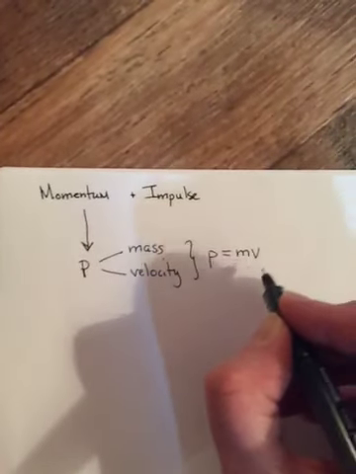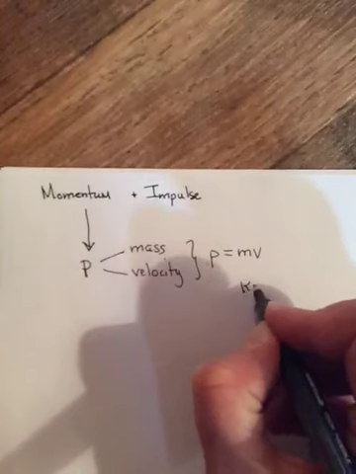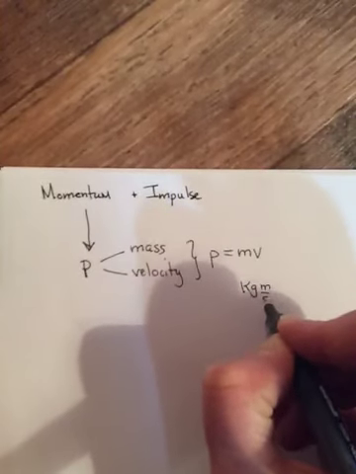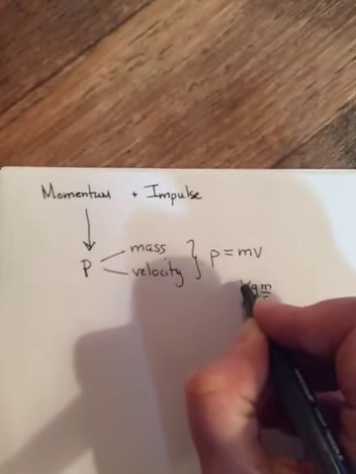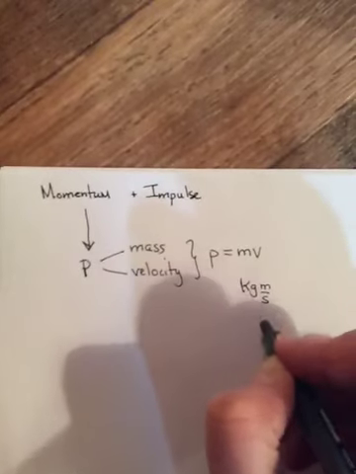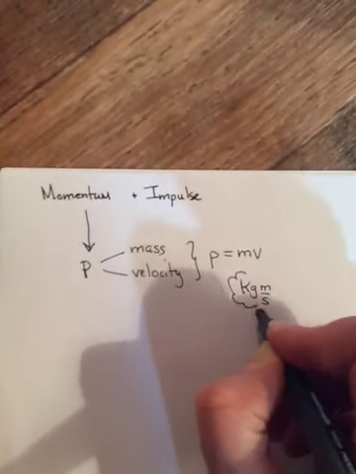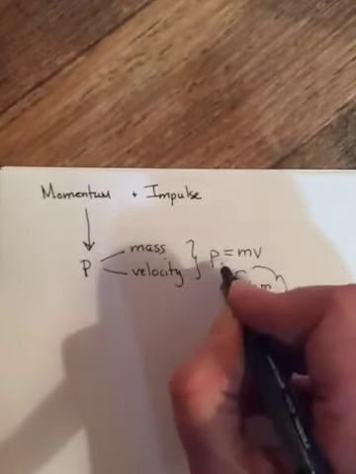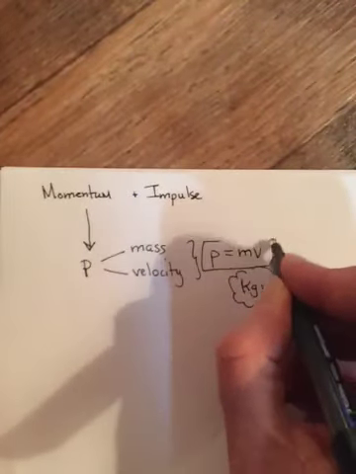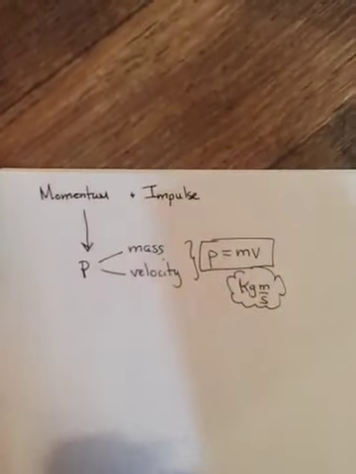Okay? The units then would be kilogram meters per second. And unlike the newton, which was kilogram meters per second squared, this hasn't been renamed yet. So momentum is measured in kilogram meters per second.